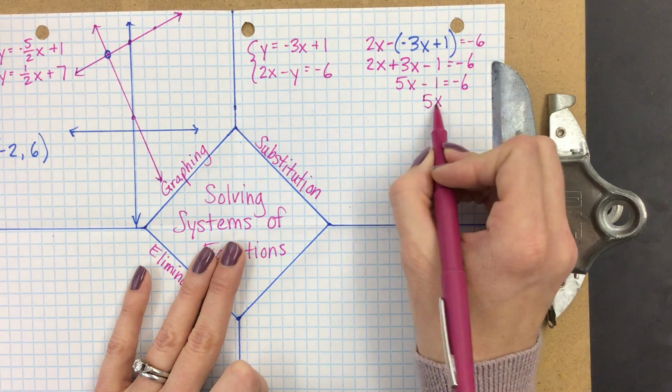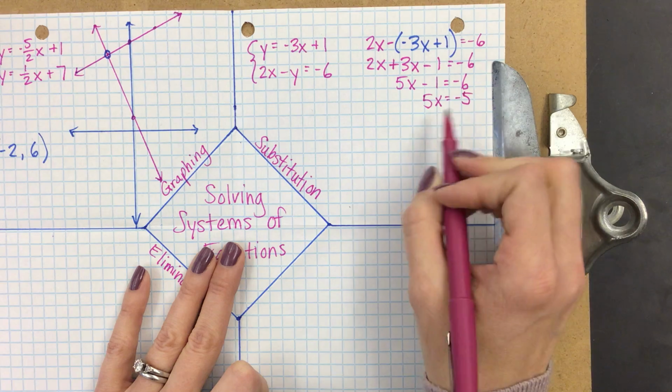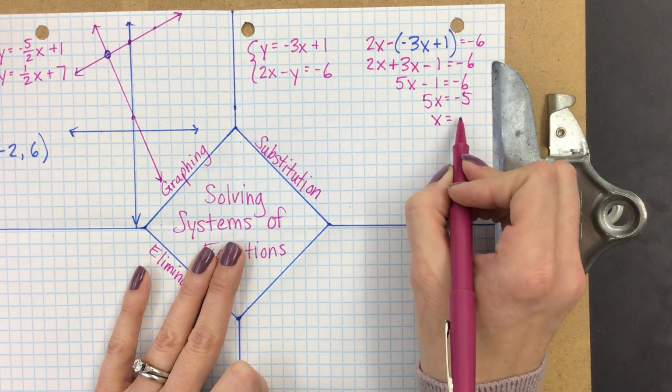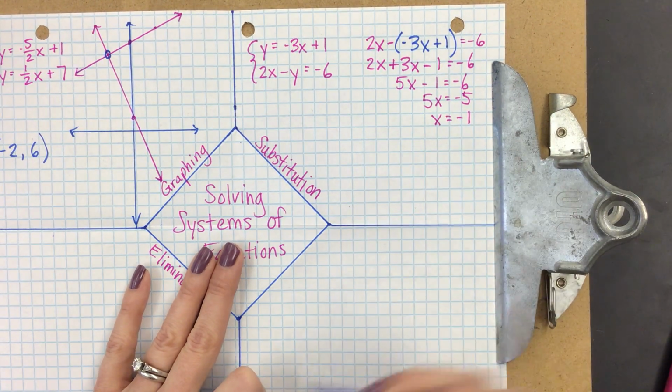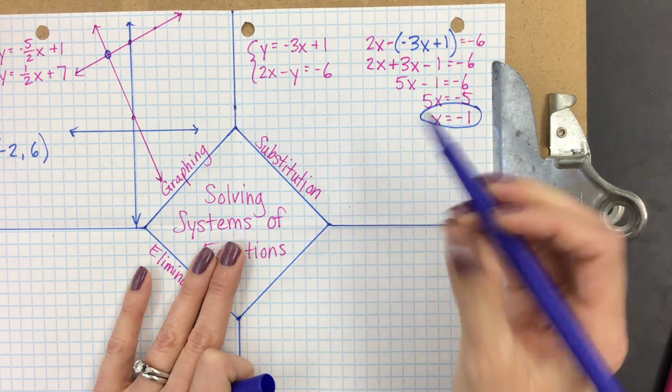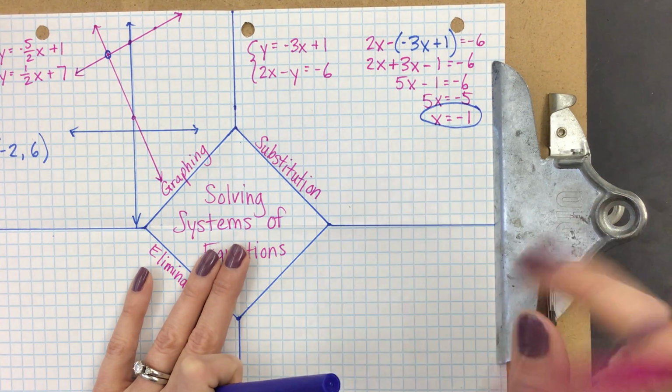So I get 5x is equal to -5. Divide both sides by 5. And I get that x is equal to -1. That's our first piece of important information.